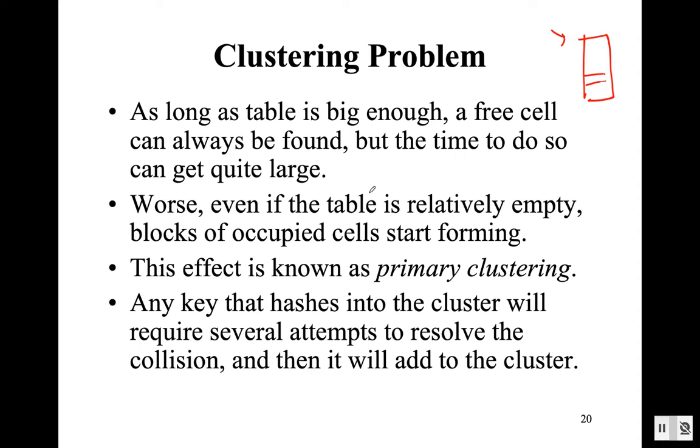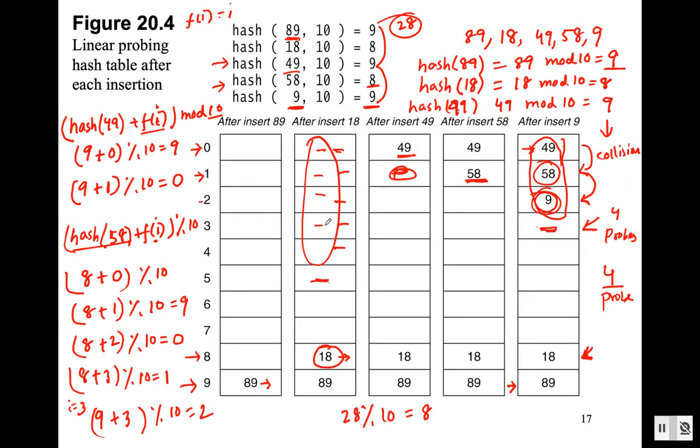So with linear probing, the problem is that it will form a cluster. Any key that hashes into the cluster will require several attempts to resolve the collision. So inserting an item or finding an item, you have to go over all of the values in the cluster. For insertion also, if there is a large cluster, you have to find an empty cell by traversing all the items in the cluster, and then look for the empty cell.